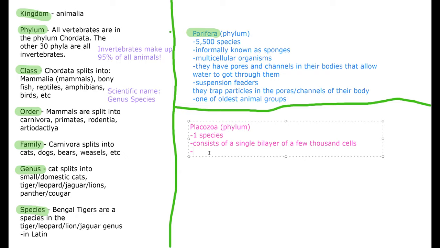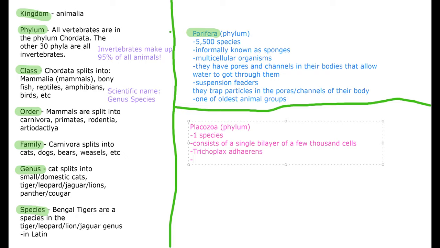So, single bilayer, a few thousand cells, and the scientific name, like I said, we were going to look at the scientific name of a few things, is called Trichoplax adhaerens. That is the scientific name of the one species of Placozoa. Yeah, that's pretty much it.